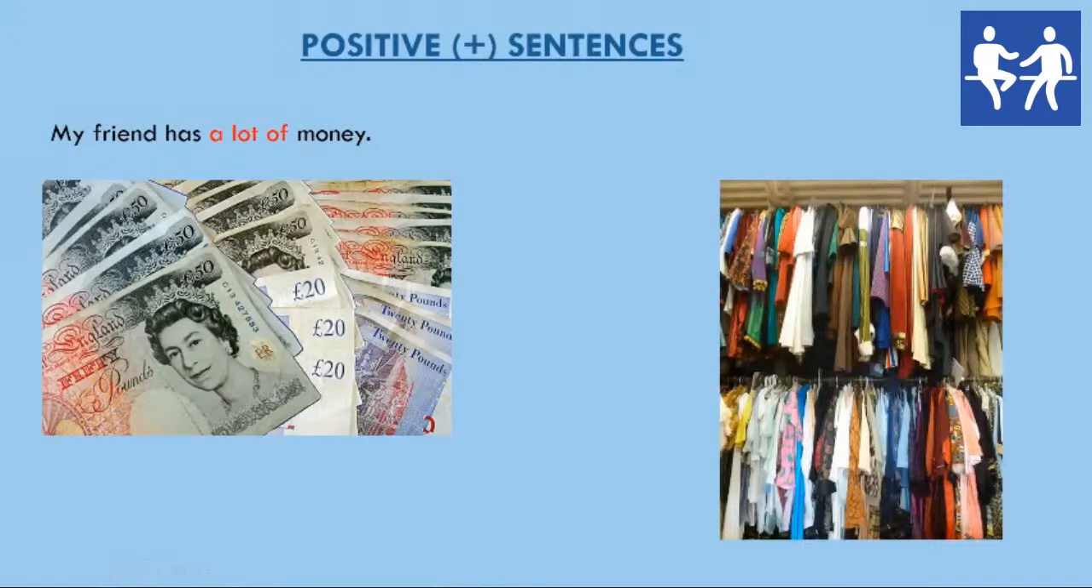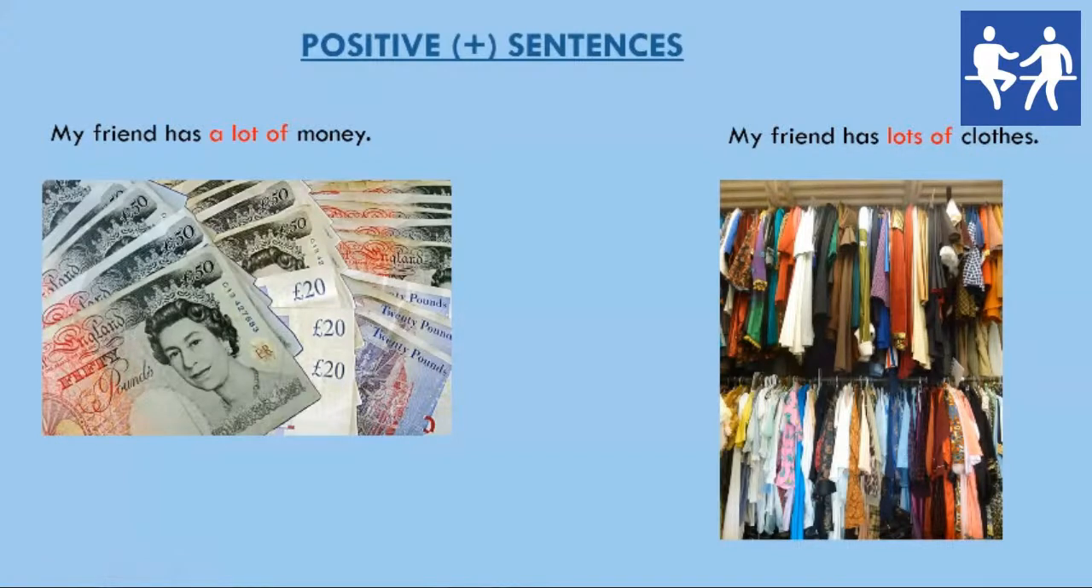Here we have a large amount of clothes. How can we put this into a sentence? My friend has lots of clothes. Lots of is another quantifier. Why are we using different quantifiers for different things? A lot of money, lots of clothes. What do you think? What is the difference between money and clothes?